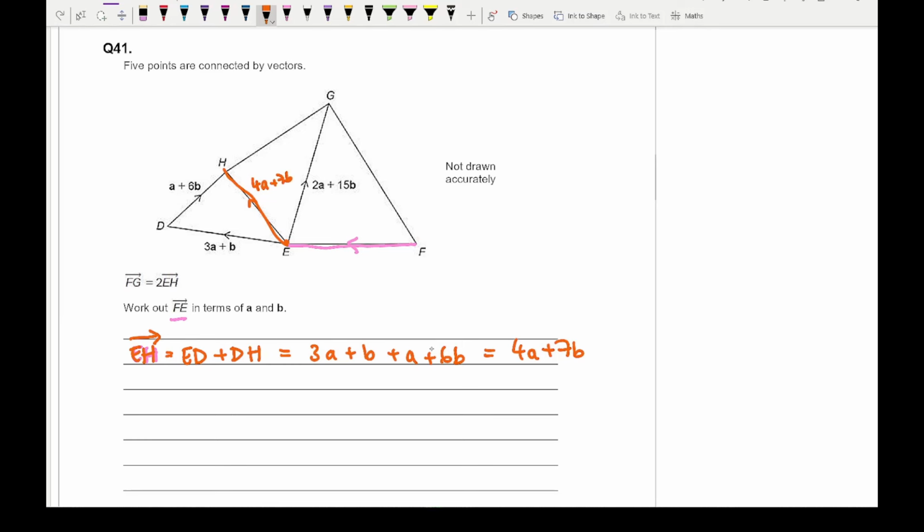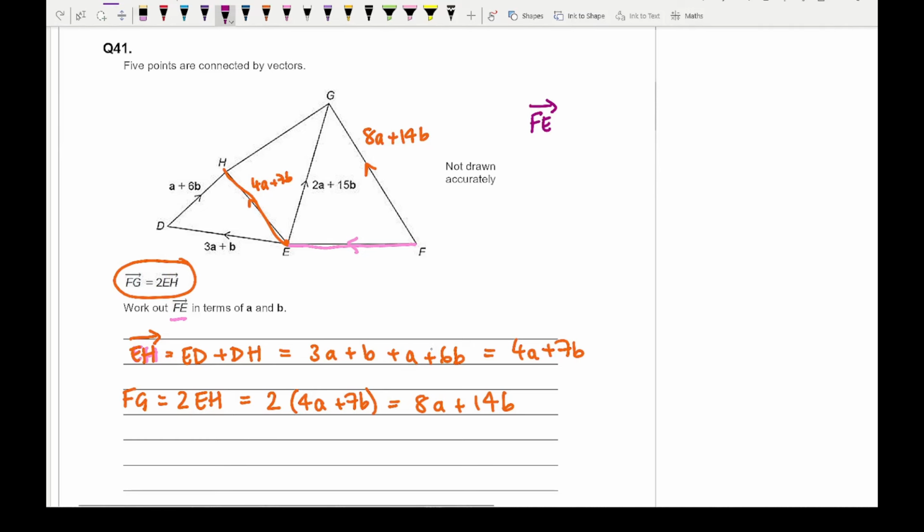Now to get from F to E, I need to know what G to F is going to be. Now what I can do is use this information to work out what F to G is going to be. Now F to G equals 2 lots of E to H, which is 2 lots of 4a plus 7b, which equals 8a plus 14b. So F to G, this length here, is going to be 8a plus 14b.